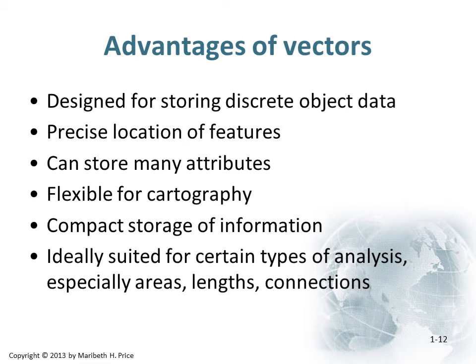Vector data has some distinct advantages. It's designed for storing discrete objects because you can be much more precise about where things start and where they stop. You can store many more attributes. They're super flexible and allow you to do a lot of cool cartographic things. In other words, you can make really pretty maps. They have more compact storage of information, and they are ideally suited for certain types of analysis, particularly things that look at areas, lengths, and or connectivity.